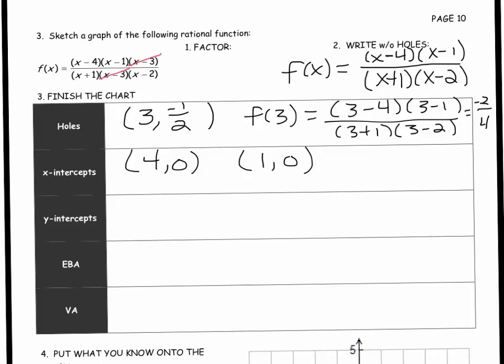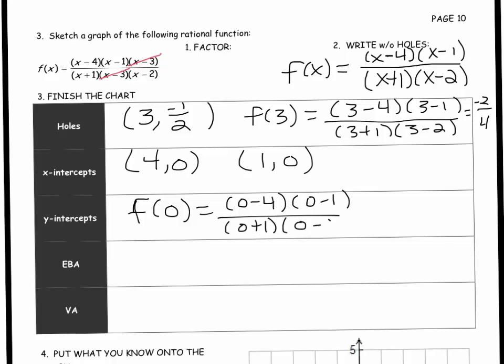To find the y-intercept, I just need to evaluate f of 0. Notice I'm using the simplified version of the function. It's going to be a little bit easier. In the numerator I get negative 4 times negative 1, which is 4. In the denominator I get 1 times negative 2, which is negative 2. So it looks like the y-intercept is at 0, negative 2. Kind of running out of space here. I can squeeze it down here.